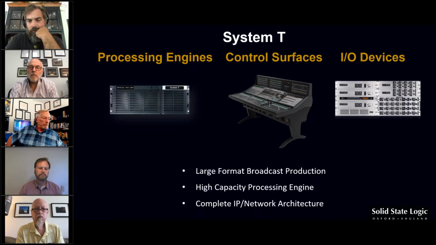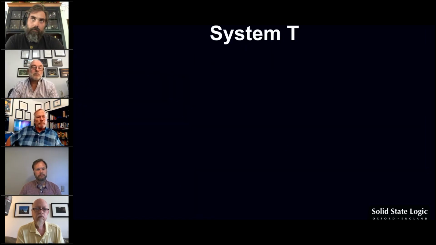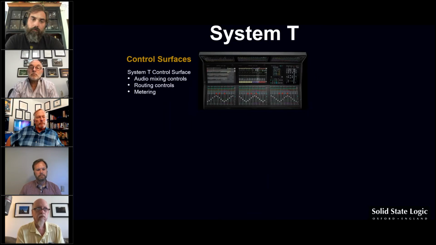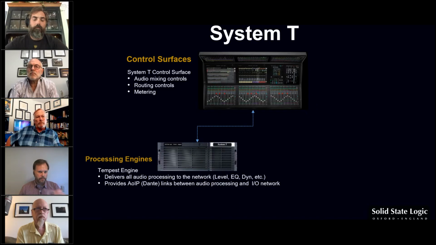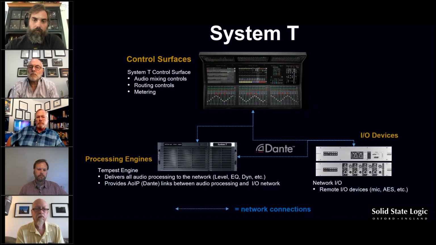It's a large format capability, so lots of channels, lots of I/O, and a complete IP architecture. So everything is a network-based device. Everything is connected via standard network topology, Cat6 cabling, and standard off-the-shelf switches. Control surfaces handle all the mixing and routing, obviously faders and knobs and so forth, and metering. The engine has all the processing, EQ, and level controls, and is the gateway between the surface and the I/O network. System T is the first native Dante console on the market.